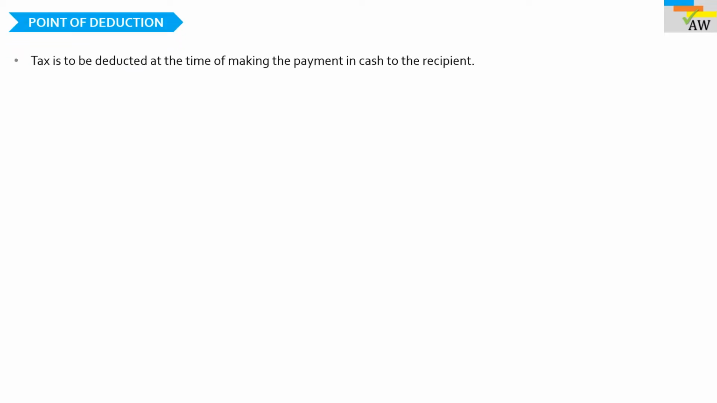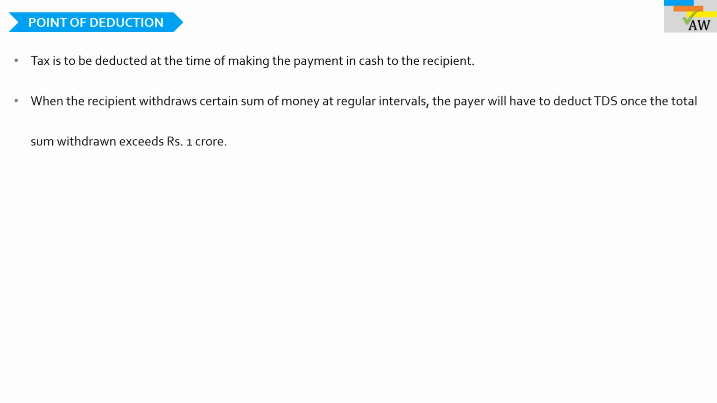Point of deduction. Tax is to be deducted at the time of making the payment in cash to the recipient. When the recipient withdraws a certain sum of money at regular intervals, the payer will have to deduct TDS once the total sum withdrawn exceeds rupees 1 crore. Let us explore this particular point with an example.